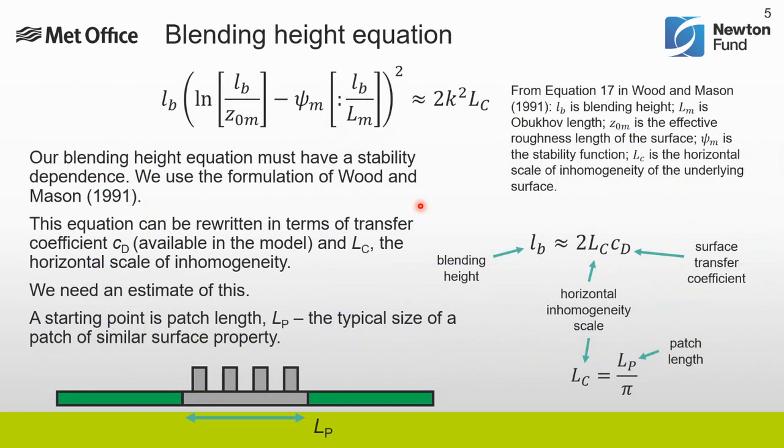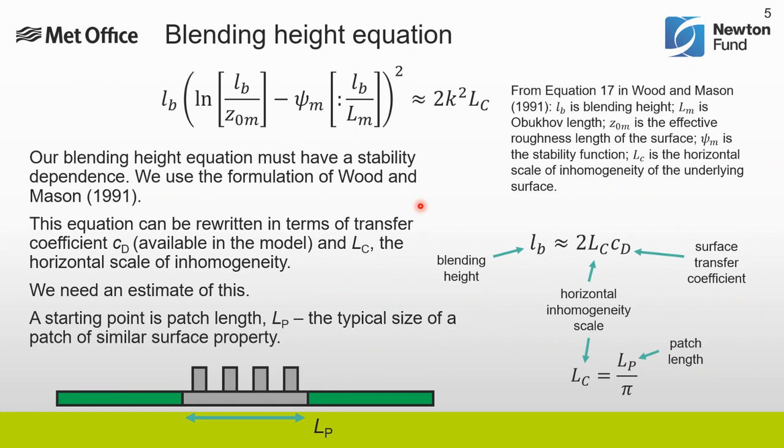So the first thing we need is a way of diagnosing the blending height, because it's not a constant. It does vary up and down. In unstable atmospheres, or turbulent convective atmospheres, it's higher up. In stable nocturnal atmospheres, it's much lower down. That's an equation at the top. Don't worry too much about what all the terms mean, but L_B there is the blending height.